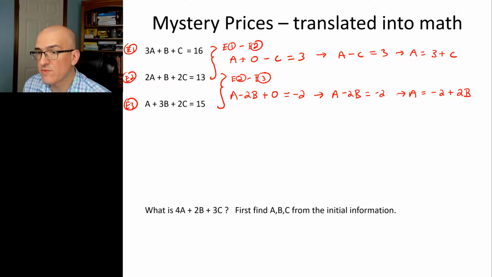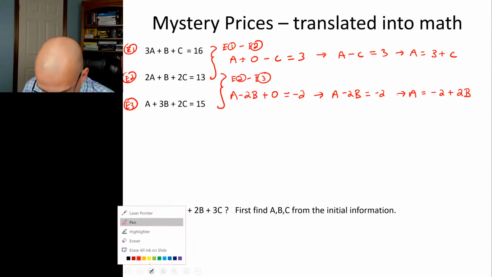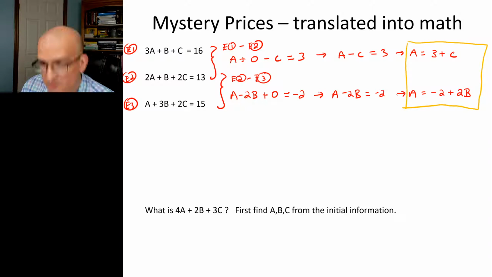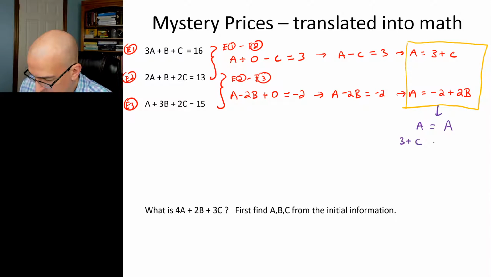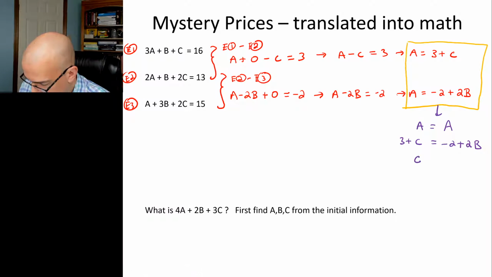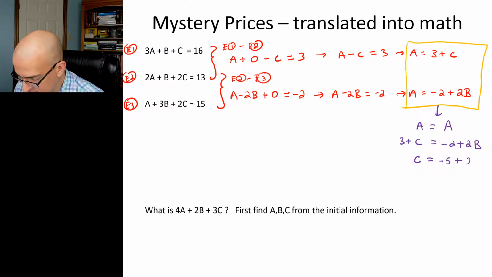Okay, what we can do next is identify the fact that those 2 equations for A are talking about the same A. They're both saying what A is equal to in terms of a different letter. So I'm going to set those equal to each other. A is equal to A, so 3 plus C is equal to negative 2 plus 2B. And then I'm going to get C in terms of B. So C is equal to minus 5, subtracting 3 from both sides, plus 2 times B.